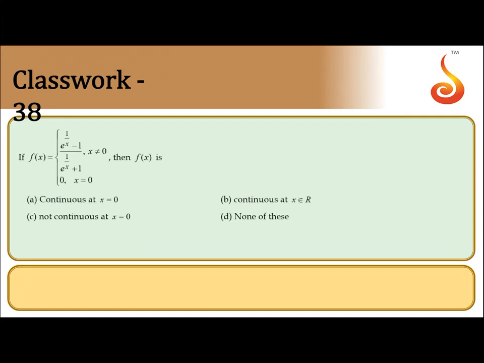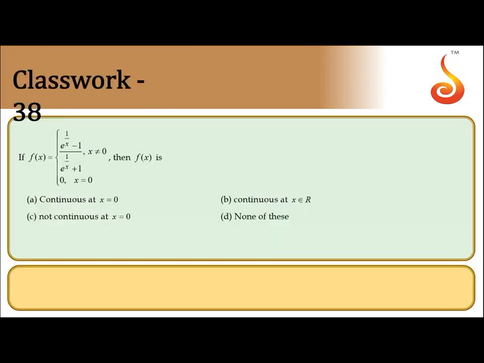Coming to the next one. e power 1 by x minus 1 by e power 1 by x plus 1, and at x equals 0, we need to find. Since 1 by x is there, at the point x equals 0, we need to proceed by taking the limit values LHL and RHL.